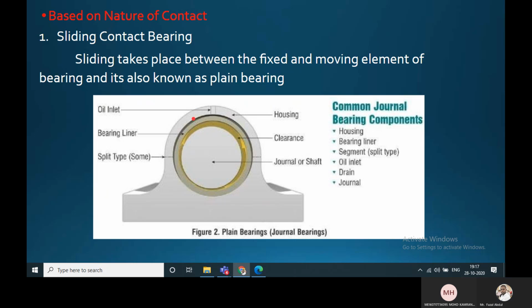Okay. So this is a sliding contact bearing. Why am I calling it a sliding contact bearing? Because the sliding action is going to exist in this one. It means the shaft is continuously rotating, and what happens at the contacts? Sliding action takes place. So that is the reason I am calling it a sliding contact bearing.